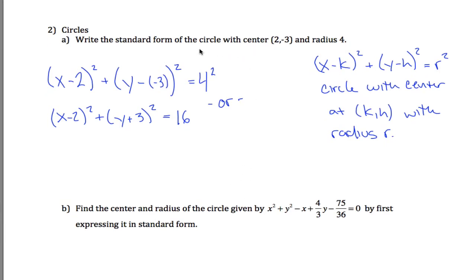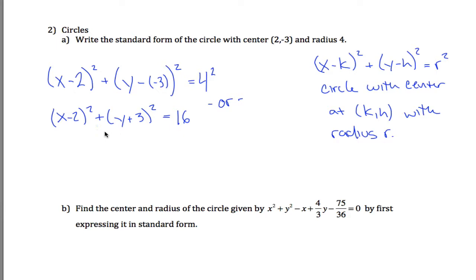Okay, so as long as they tell me the center and the radius, I can come up with the standard form. The question becomes a little bit more difficult, maybe a little bit more interesting, if instead of telling you that information, they ask you for that information. So that's what I'm doing down here. Instead of telling me that the center is at 2, -3, and the radius is 4, it says, what is the center and what is the radius?